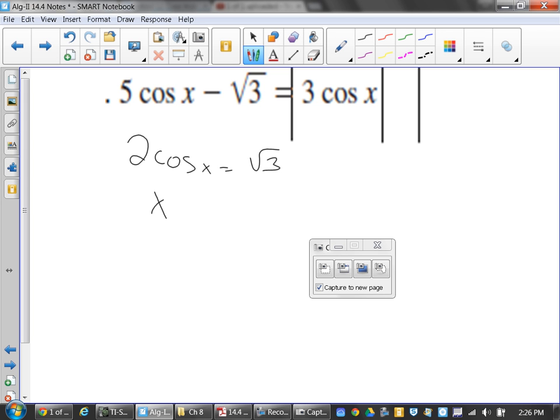So what angle has the cosine value of root 3 over 2? Did we just do that? It was 30 degrees. So your answer is at pi over 6 and 11 pi over 6, because those are the 2 quadrants where cosine is positive.